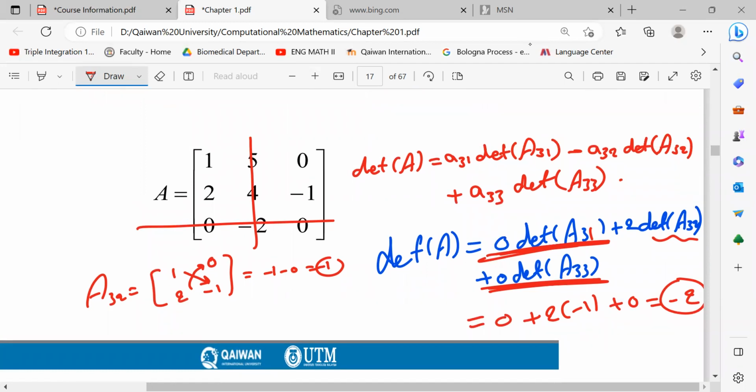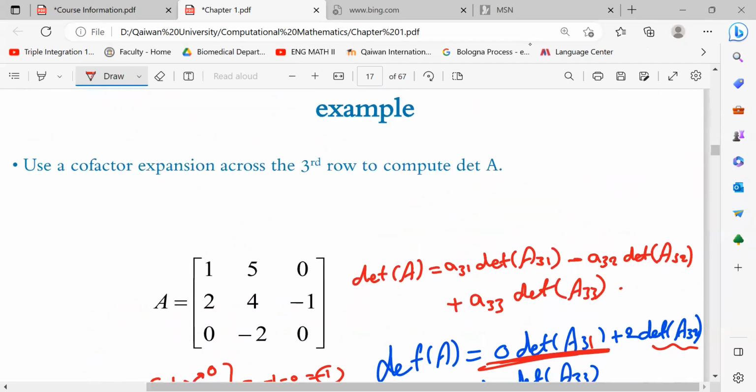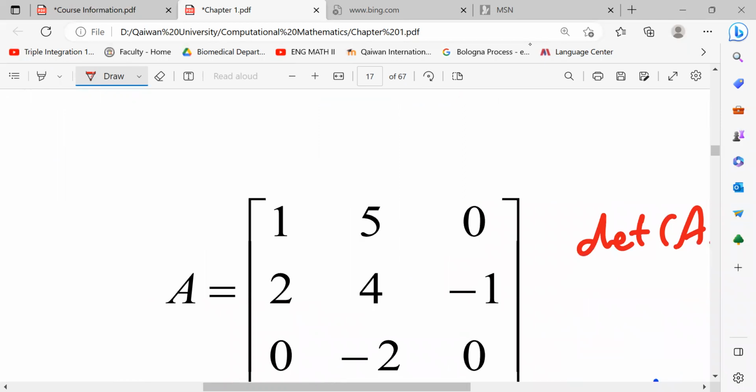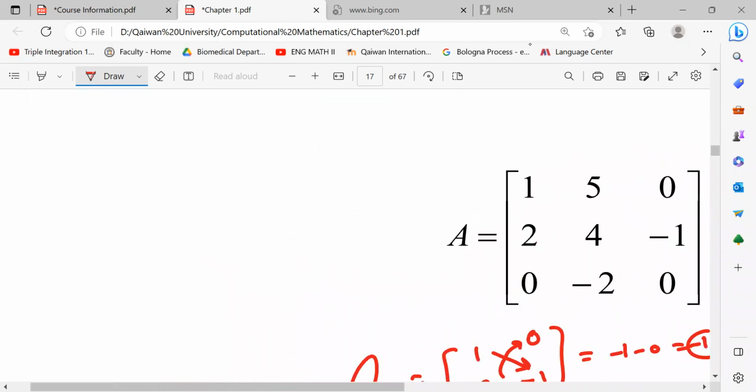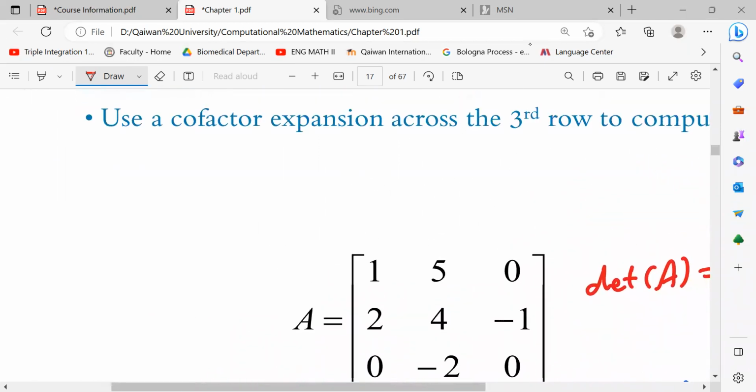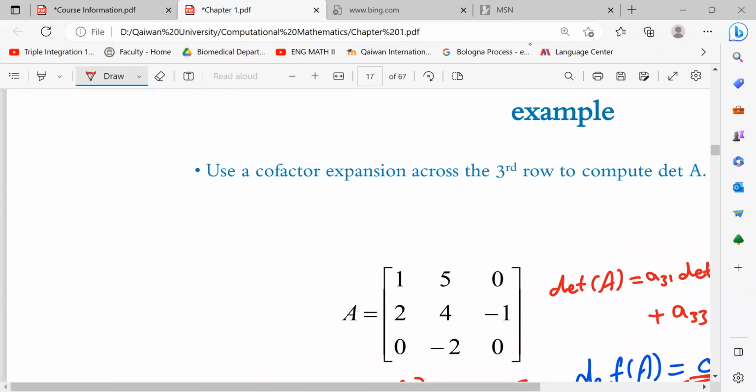It is -2. Now, what if someone takes another row or another column? You must get -2 if you take any of the rows or columns. Let's try another row or column. Which one should we take? Just choose a row or column. Tell me. Which one?